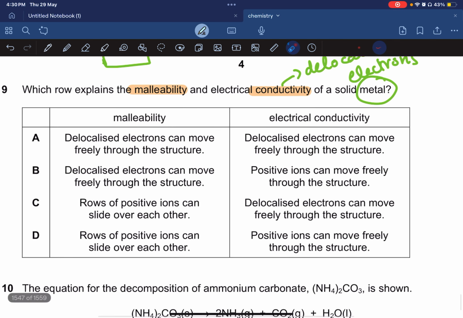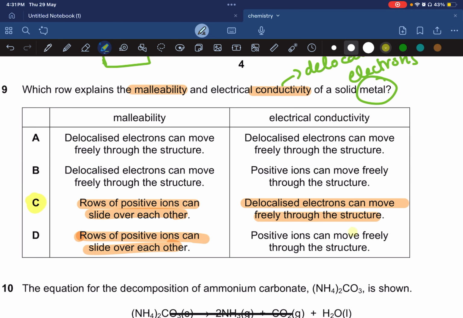Okay, malleability: delocalized electrons can freely move through the structure. That's correct, but that does not define malleability. That's correct, but that's for the electrical conductivity. Rows of positive ions can slide over each other. That's what we're looking for. That's why metals are malleable. These two are correct. Now for electrical conductivity, we're looking for delocalized electrons, and I guess that's the correct one, making option C the correct one.